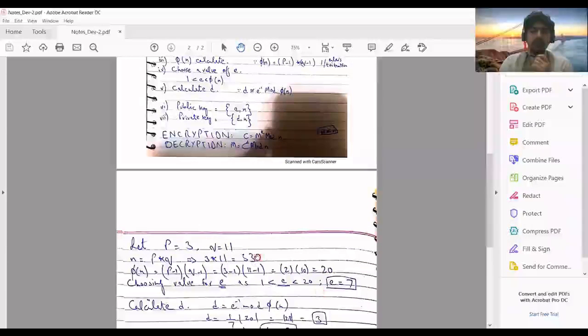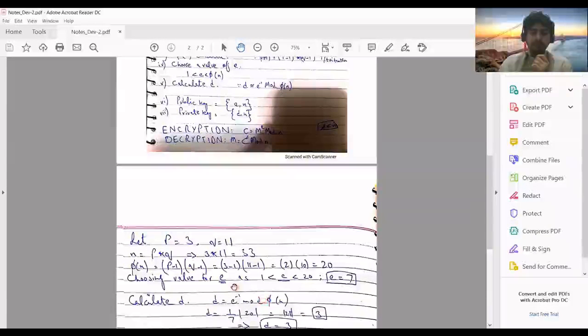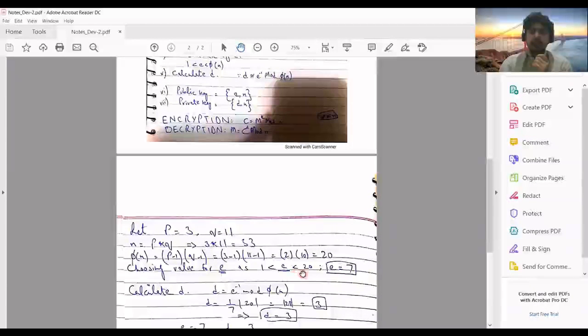Then we choose a value for E, keeping in mind that it has to be greater than 1 and less than phi of n. Phi of n was 20. So let's suppose we have selected 7. It can be 8, it can be 9. It's up to us, but it has to be less than 20.